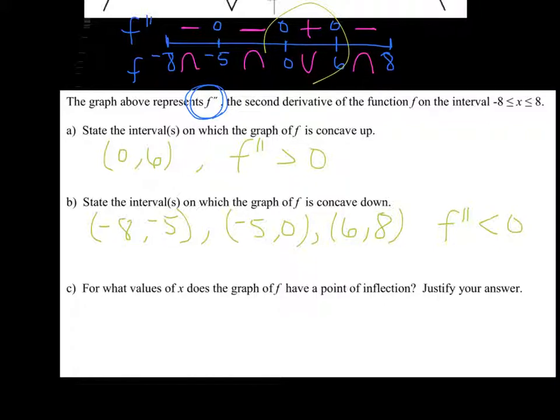Okay, for what values of x does the graph of f have a point of inflection? Remember, it has a point of inflection when you change sign. So where are we changing signs? I would say that we're changing signs here. We change from negative to positive, and here we change from positive to negative. And so we would go ahead and say at x equals 0 and at x equals 6, and the justification would be f double prime changes sign.